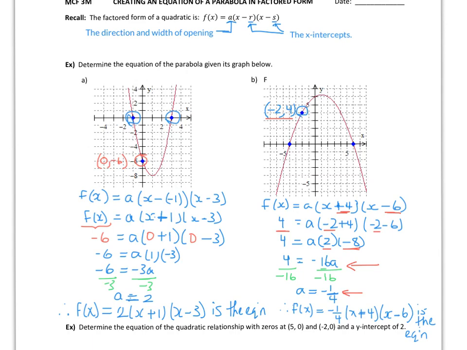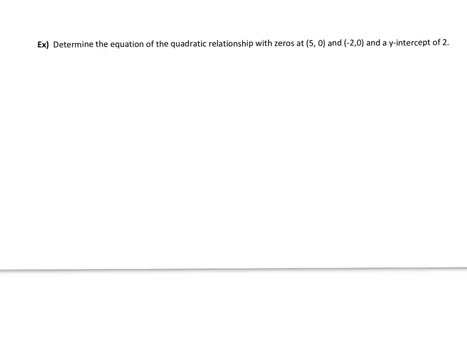All right, let's look at the next example here. Determine the equation of the quadratic relationship with these zeros. So those will go in where your r and your s are, and the y-intercept of 2. Now remember, a y-intercept is just that extra point that we have. For any y-intercept, the x-coordinate has to equal 0. So that gives you the ordered pair that you're going to substitute in for your x and your y. Try the question, and then check your answer.